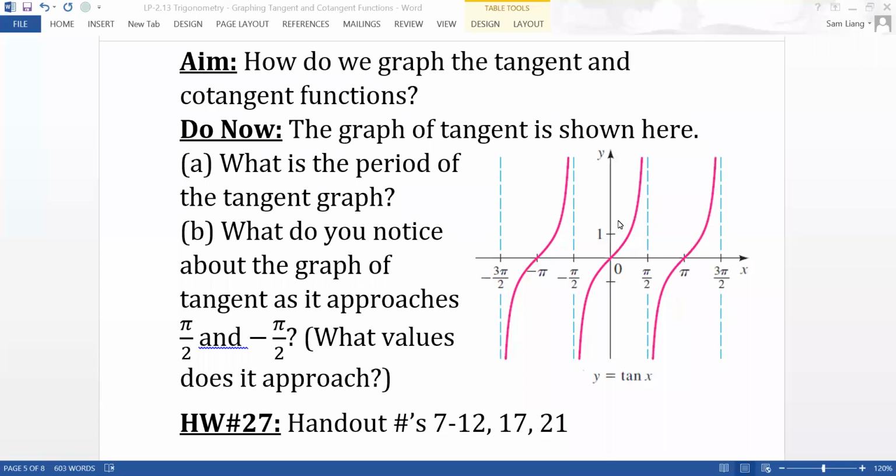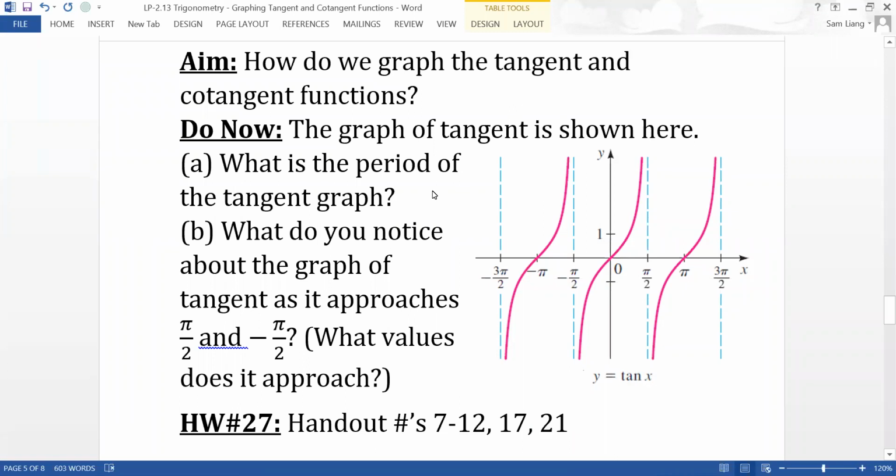The graph of the tangent is shown here. A. What is the period of the tangent graph? B. What do you notice about the graph of tangent as it approaches pi over 2 and negative pi over 2? What values does it approach?